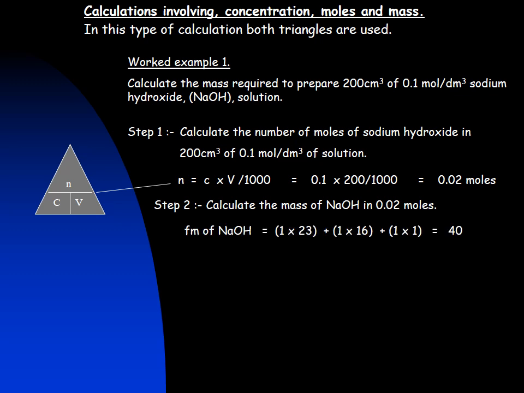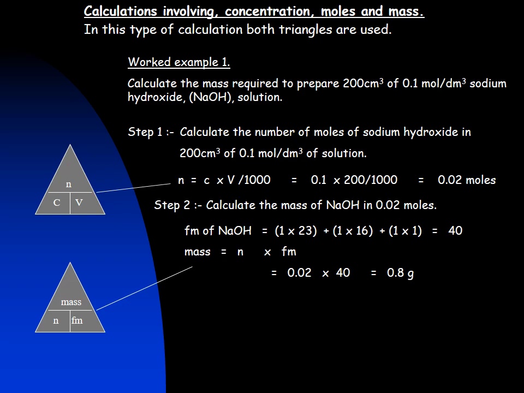So NaOH, the formula mass equals 40. Again, pretty straightforward step. Look up in the periodic table, add up all the atoms, you get the answer of 40 in this case. And then you want to calculate the mass to finally get our answer. And again, for this step, we're using our second formula of mass equals number of moles multiplied by the formula mass. When we substitute the numbers, the answer should be 0.8 grams.